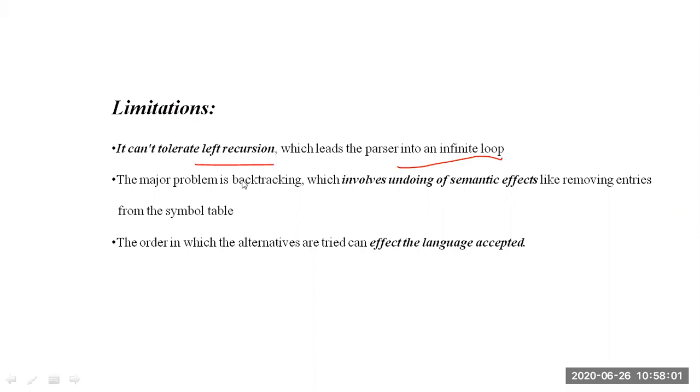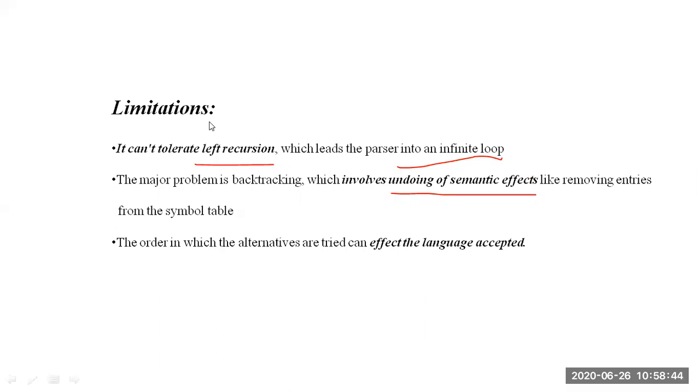Next, the major problem in backtracking is that it involves undoing of semantic effect. That means removing entries from the symbol table. Because of this backtracking, sometimes some entries in the symbol table may be missed. What does the symbol table contain? The symbol table contains the information about the identifiers we are using in the program. The identifiers and keywords information will be stored in the symbol table. What does backtracking mean? We are undoing the current step and going back to the previous step.